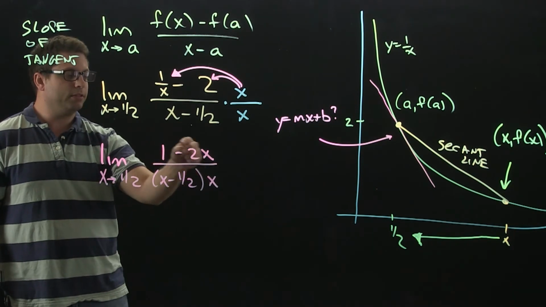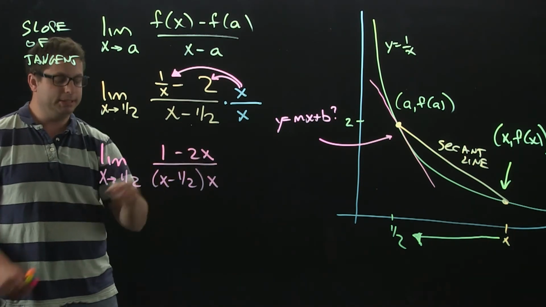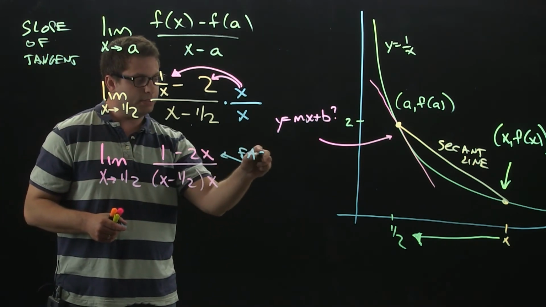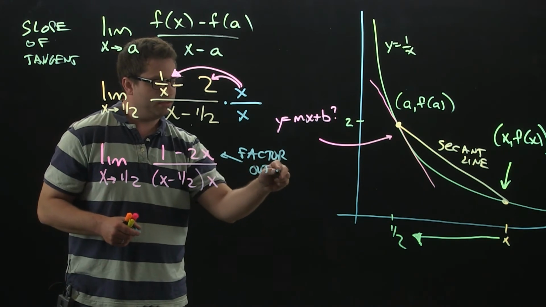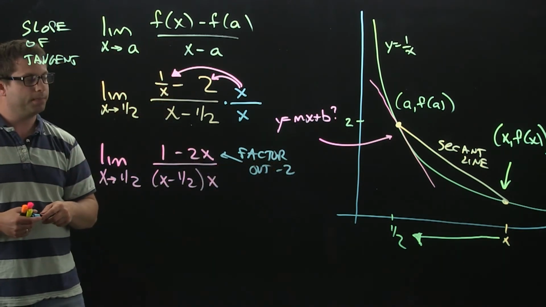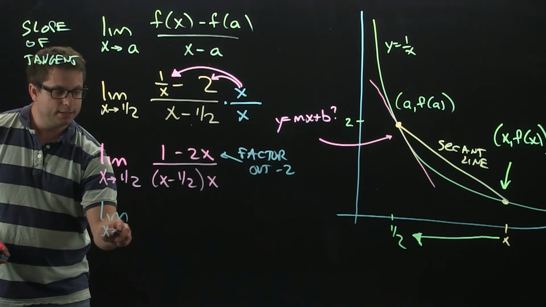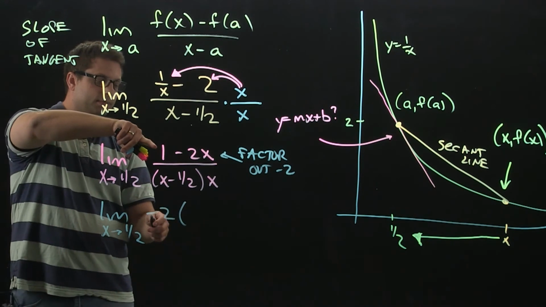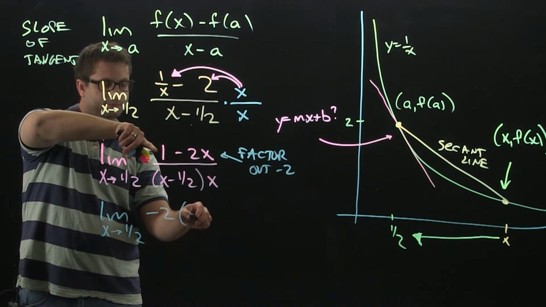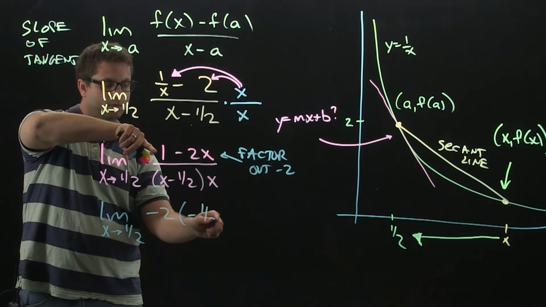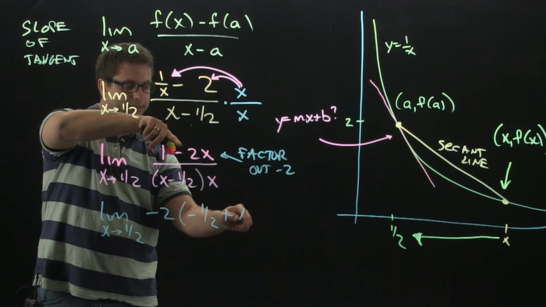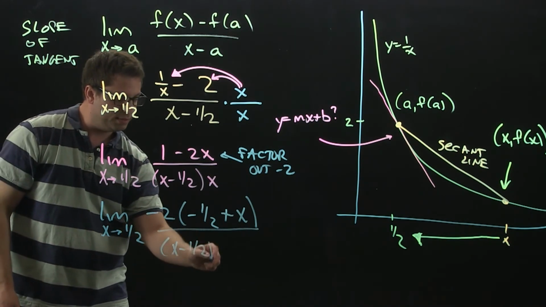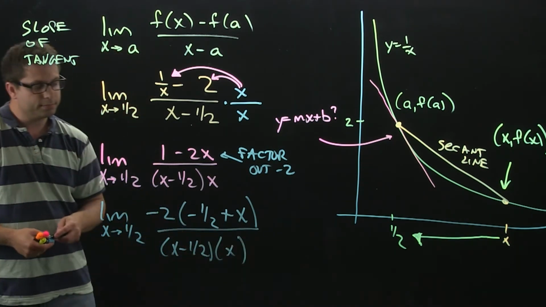Now, I need to have a factor of x minus 1/2 come out. You may not be able to see it right now, but what you can do is factor out -2. If you do that, let's factor out -2. This is now going to be minus 1/2, and this will be plus x. On the bottom, x minus 1/2 and the x.